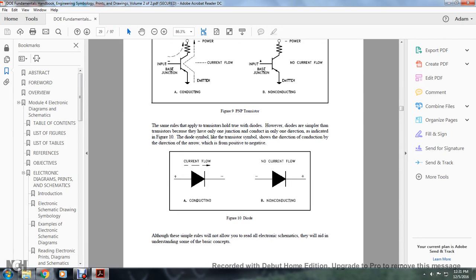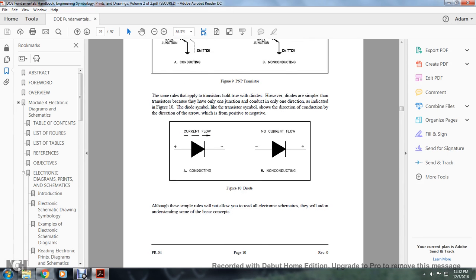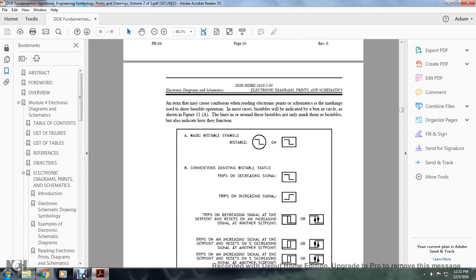The same rules that apply for the transistor hold true for the diodes. However, the diodes are simpler than transistors because they have only one junction, which conducts in one direction, as indicated in figure 10. The diode symbol, like the transistor symbol, shows the direction of the conduction by the direction of the arrow, which is from positive to negative. This shows the current flow from positive to negative in the conducting diode, and no current from negative to positive in the non-conducting diode. Although these simple rules will not always allow you to read electronic schematics, they will aid you in understanding some of the basic concepts.